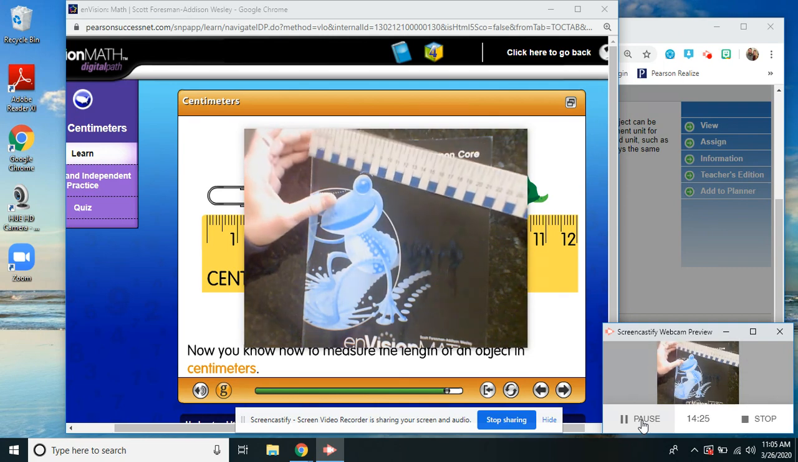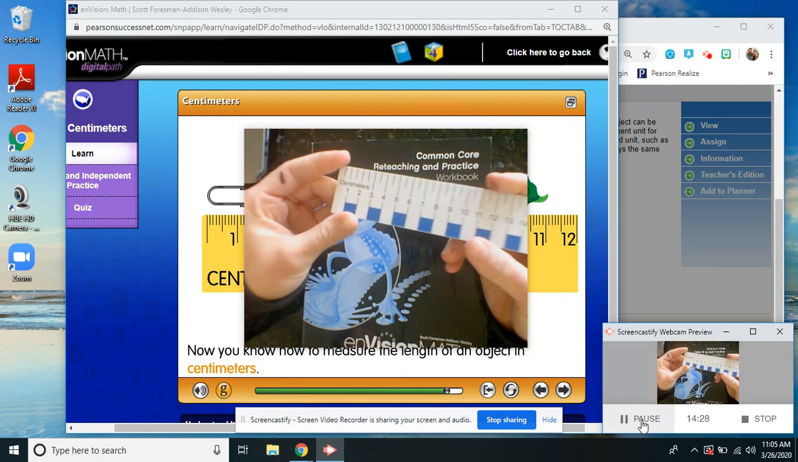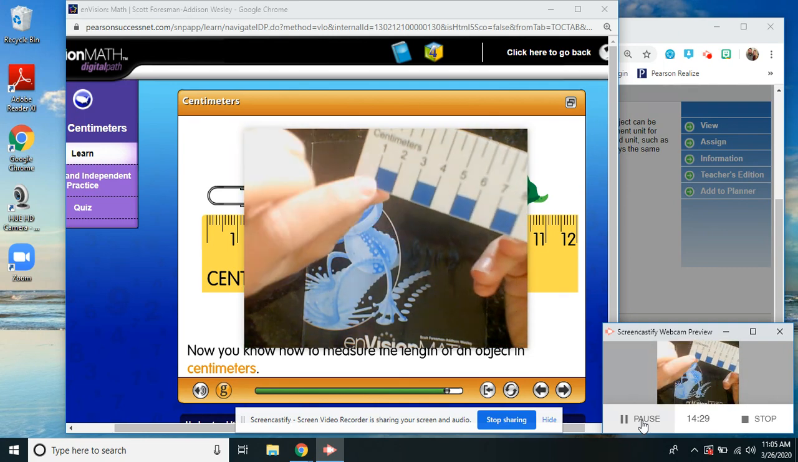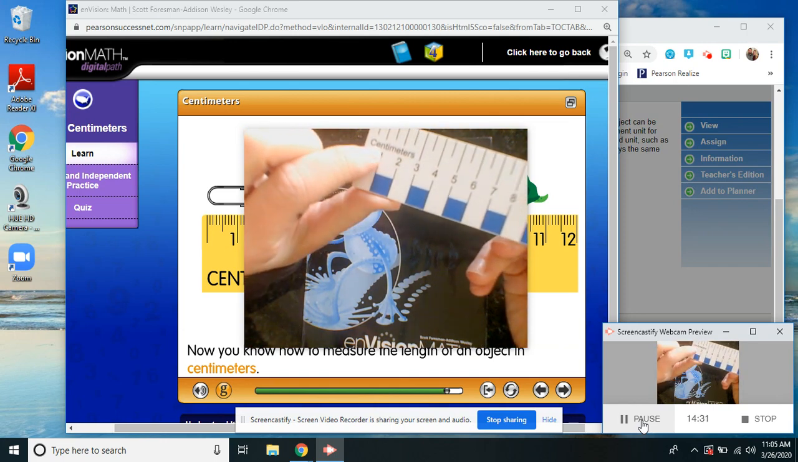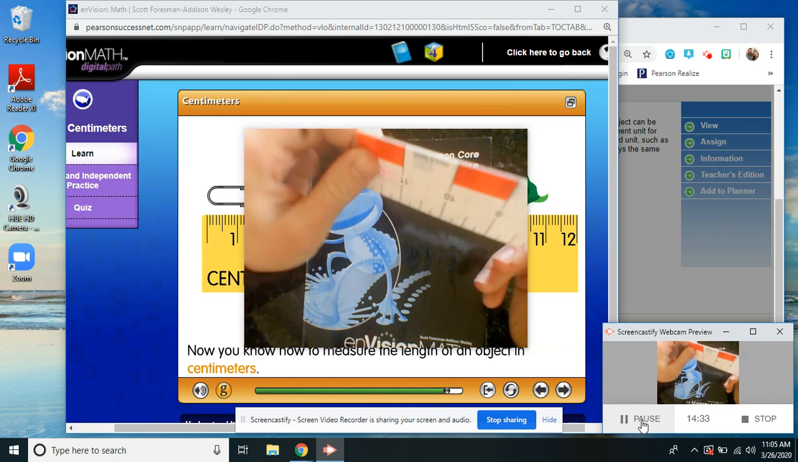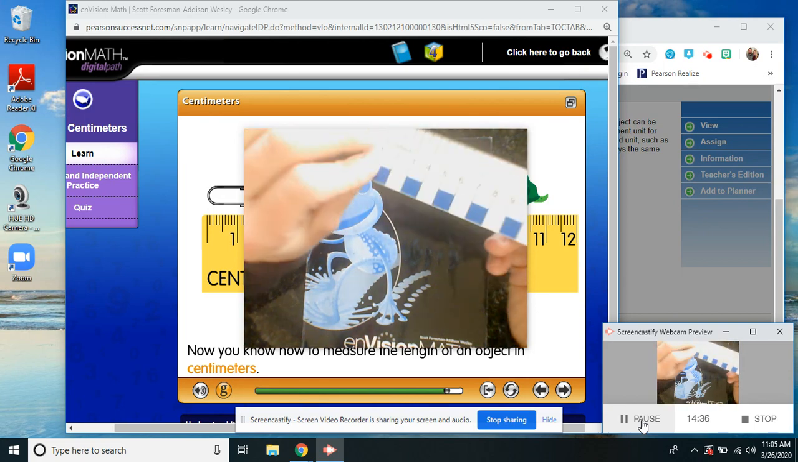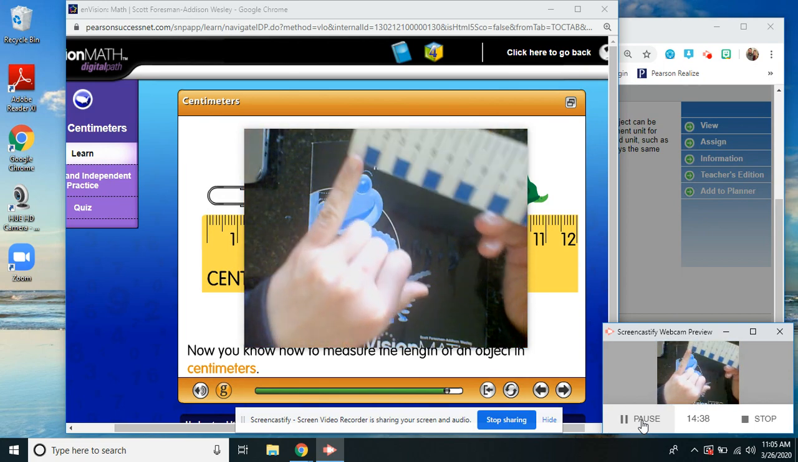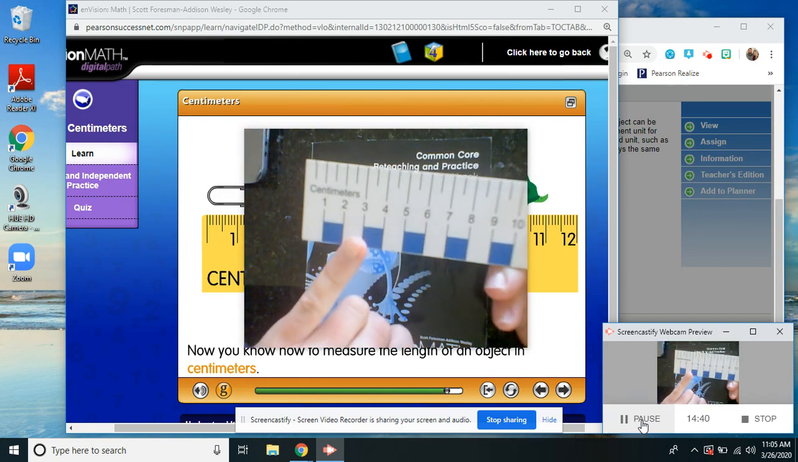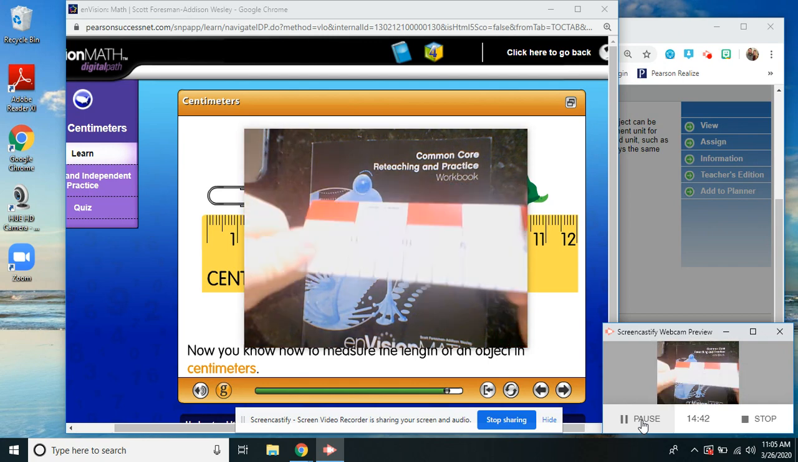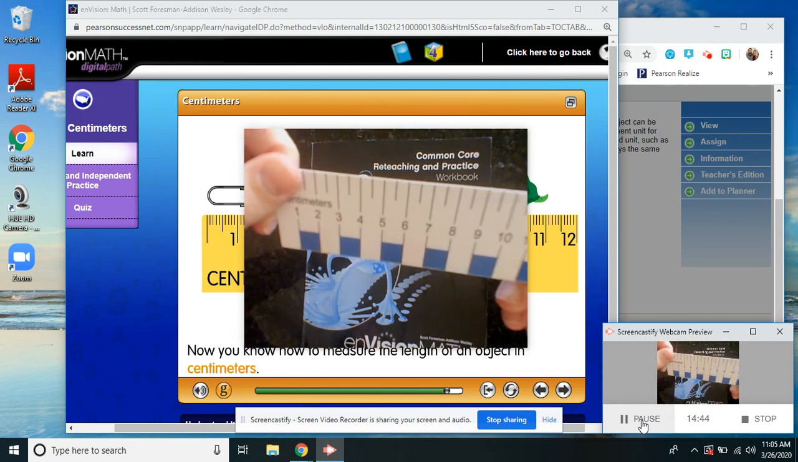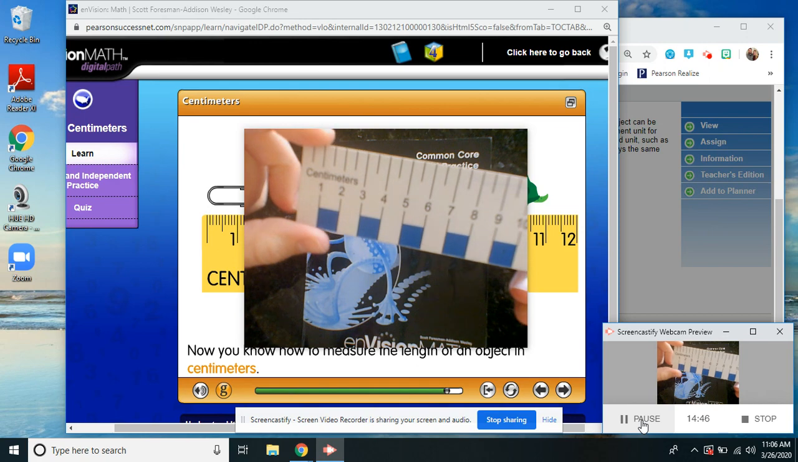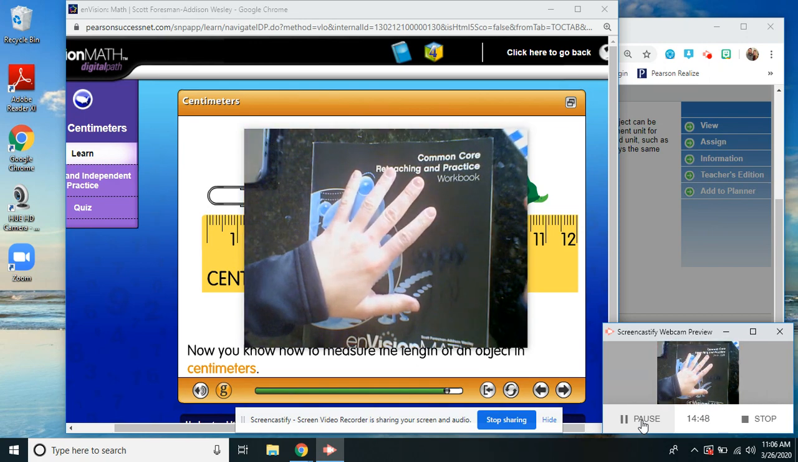All right, so you have your workbook and a ruler. I'm going to use my ruler, but you need to find where it says centimeters or cm, not the inches. If you're unsure, you can see that centimeters are much smaller than inches. All right, so you have your workbook in front of you and a ruler.